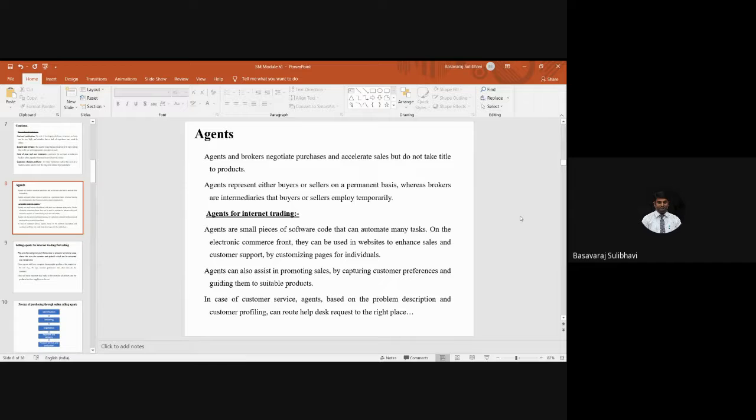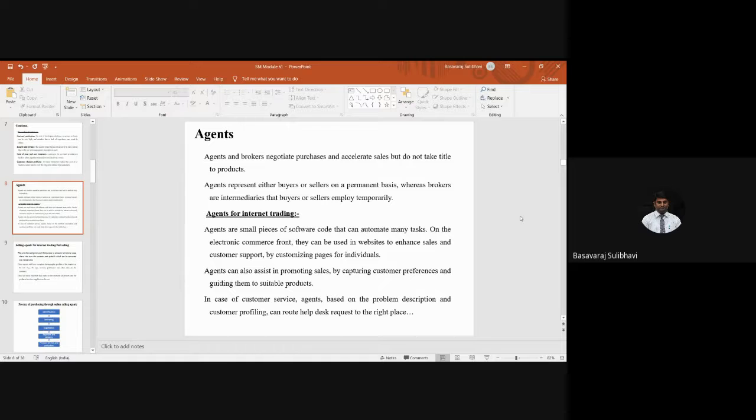These people are not owners of the product. They just take some commission, some amount of commission, for helping both parties to have a transaction. Here, agents represent either a buyer or a seller on a permanent basis. These agents are very permanent for the customers. The agencies will be given to them on certain conditions and time period.